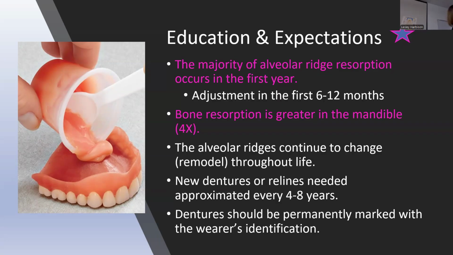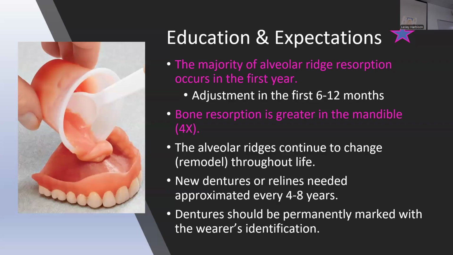You guys aren't doing the adjustments, but you're being a support for the patient and helping them know what to expect, reinforcing that information so that the dentist isn't the only one telling them. The alveolar ridge continues to change throughout life, but most of that remodeling happens in the first year. New dentures or relines are needed approximately every 4 to 8 years, and patients don't like hearing that. They would much prefer to believe that they get one set of dentures that will last their entire life. But they wear down. The mouth changes, and at some point they will need new dentures.